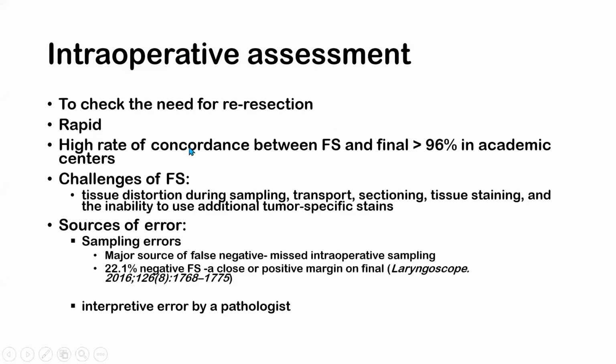But there are challenges associated with frozen section. One of the main important sources of error in margin assessment is sampling error. So there can be a missed sampling. The section which is sampled in the frozen may not be representative of a true margin. Up to 20 or 22% of margins which were sampled in the frozen turned out to be later some other margin was positive or close on final, in up to 22%. And there can be an interpretative error by a pathologist as well.